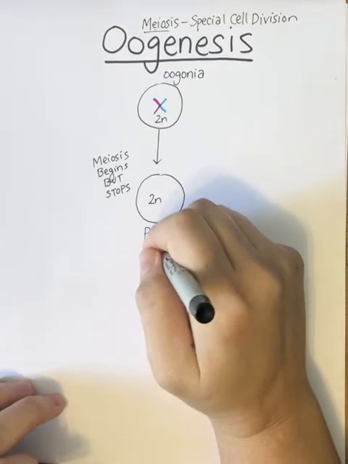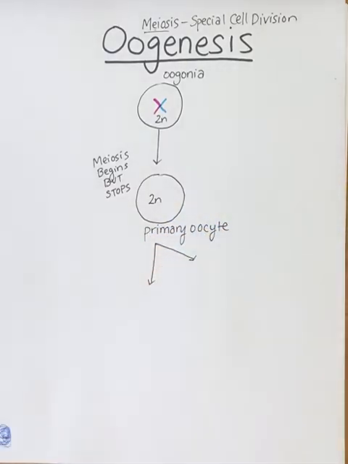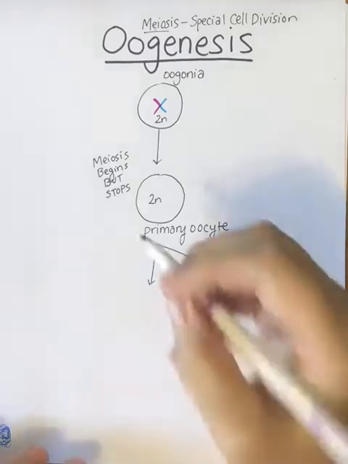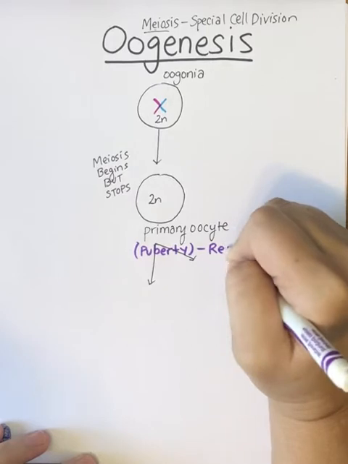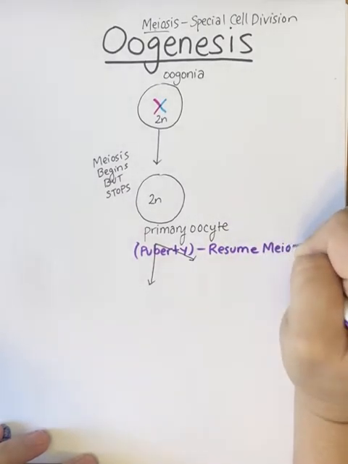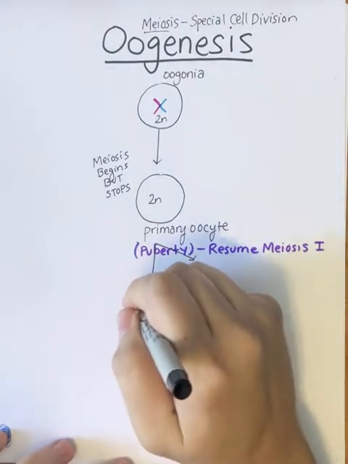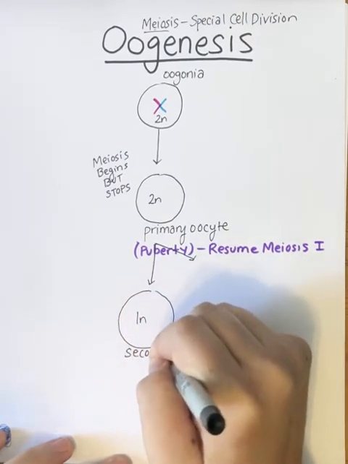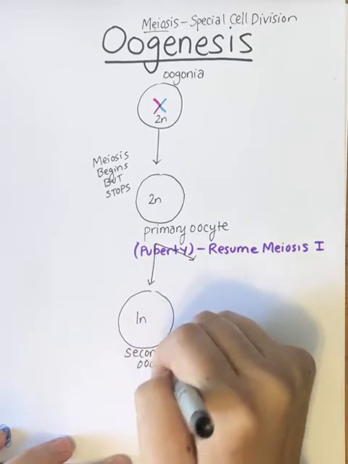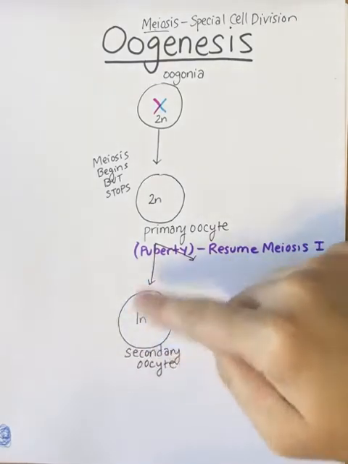Now, when you hit puberty, your primary oocyte is going to divide. So this represents meiosis 1 still, and this is going to occur when you hit puberty. So at puberty, you're going to resume meiosis 1. When you resume meiosis 1, you're going to produce a haploid. We call this your secondary oocyte. And your secondary oocyte is going to be what's released into the fallopian tube or the uterine horn to basically wait to be fertilized. So this is what's released from the ovary in a process called ovulation.